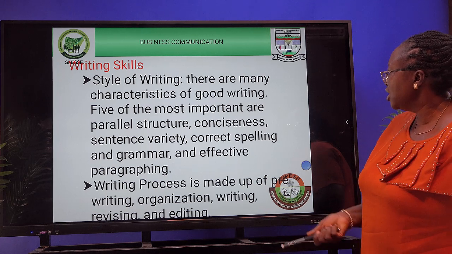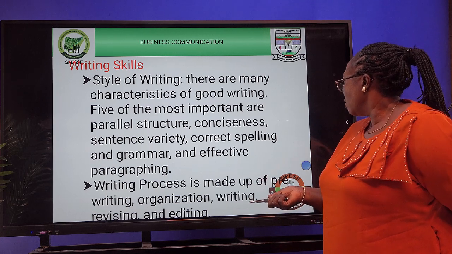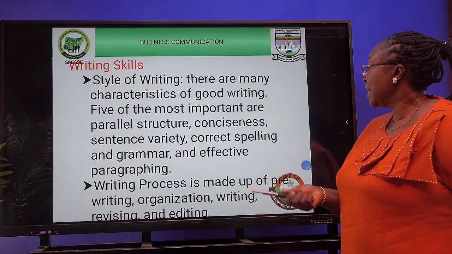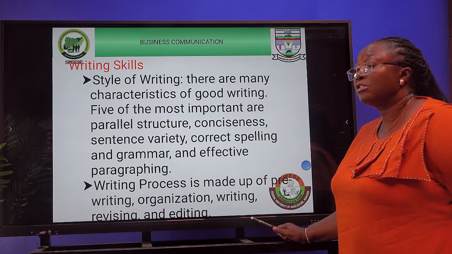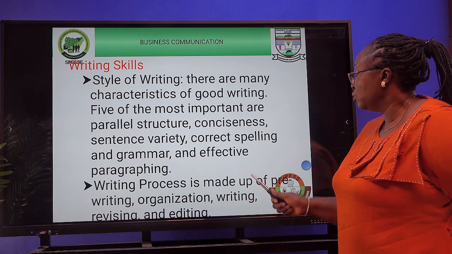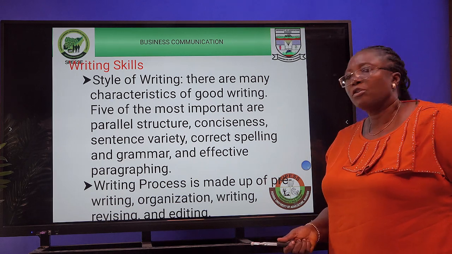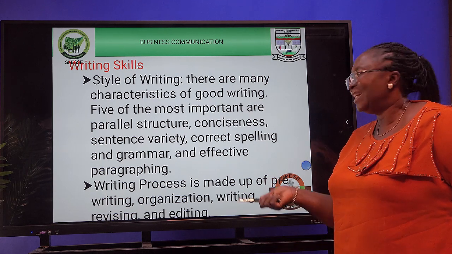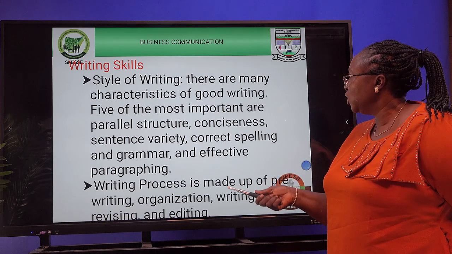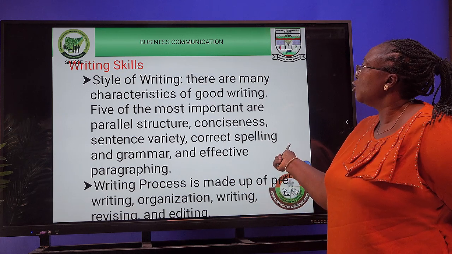The writing process actually is made up of pre-writing organization. You have to organize your writing. First of all, pre-write, do an organization of the writing. Then you write, you do a revision, and then you edit in order to come up with an effective write-up.